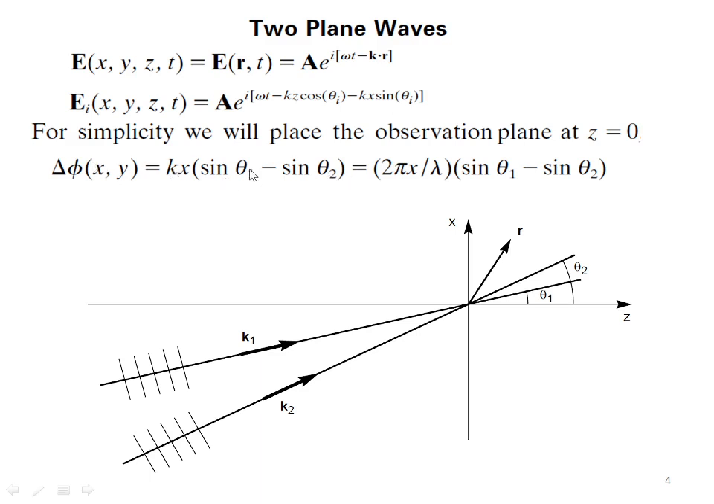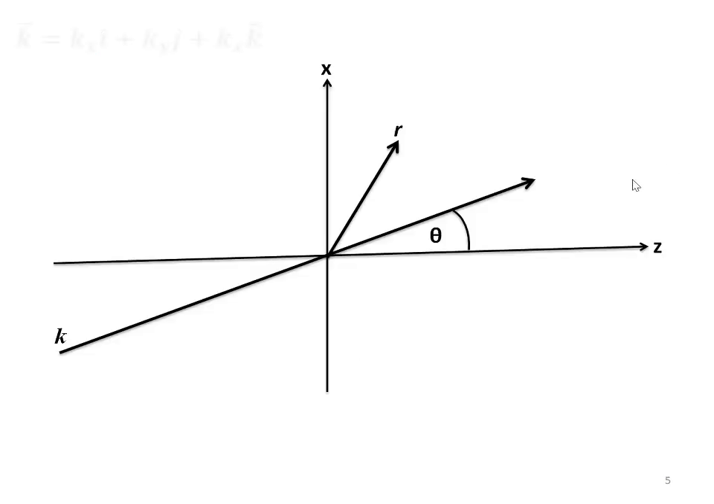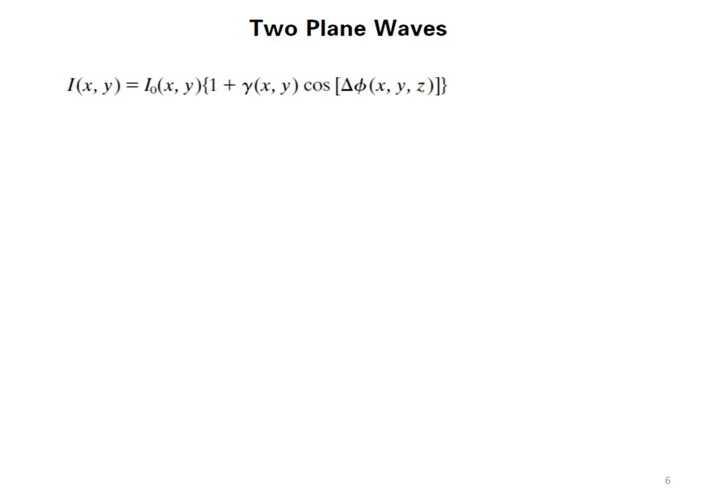And you know what is k? K is nothing but 2 pi by lambda. So we just substituted its value. So delta phi, the phase difference between the two, is equal to 2 pi by lambda into x times sine theta 1 minus sine theta 2. Simple. This we already have done. So let me move to the next.